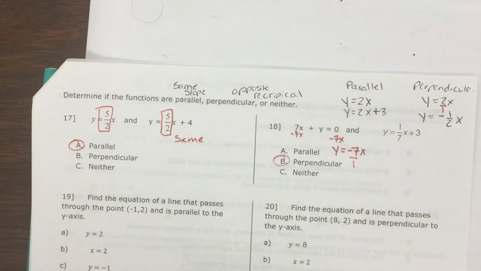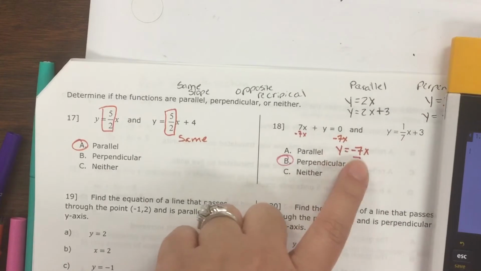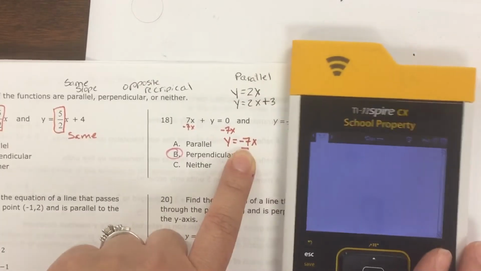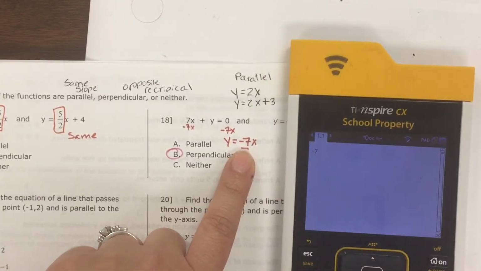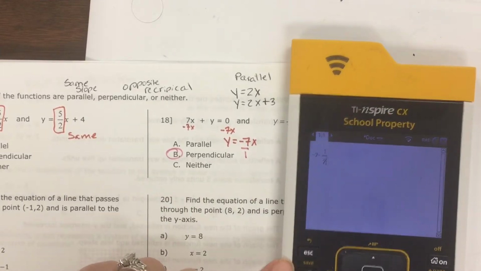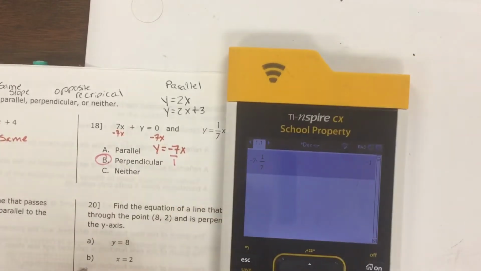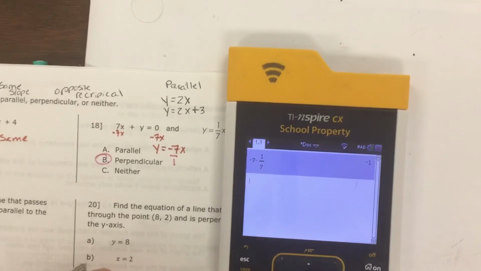Another thing that you could do to determine if slopes are perpendicular would be to see if the slopes have a product of -1. So if I were to take my -7 and multiply it by that 1/7 for this other slope, you should get a -1 if they are perpendicular, which we do.